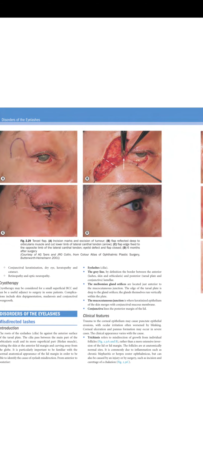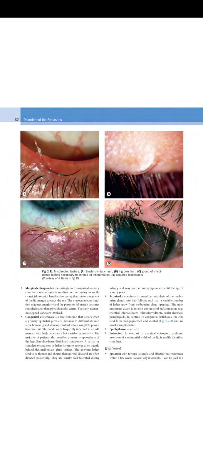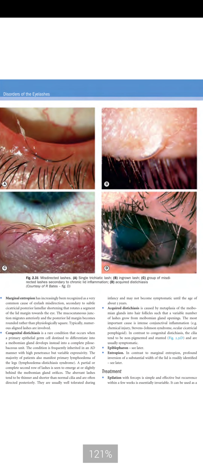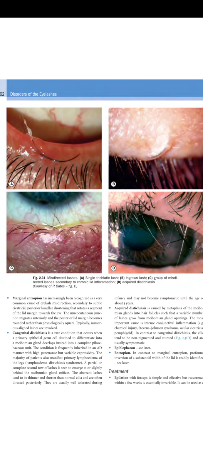You can see figure 2.31, showing misdirected lashes. A is showing a single trichiatic lash, meaning a lash that is directed inward. B is showing an ingrowing lash. C is showing a group of misdirected lashes secondary to chronic lid inflammation, and D is showing acquired distichiasis.